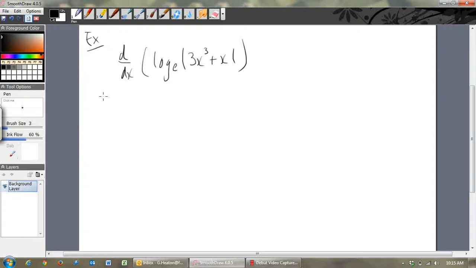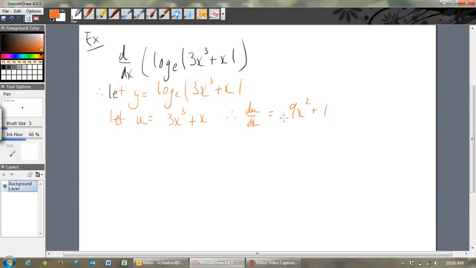So first thing I would do, in this situation, I'll just say let y be equal to the log e of 3x cubed plus x. Just makes our notation a bit easier. And what we want to do now is find dy by dx. Firstly, you want to know, what are we going to let u be equal to? Let u be equal to whatever's on the inside. Okay, so what's on the inside here? We've got 3x cubed plus x, that's on the inside. We're going to use the chain rule, we need to know what du by dx is. So the derivative of this with respect to x is 3 comes down the front, so 9x squared, derivative of x is 1. And so there's our du by dx, perfect.